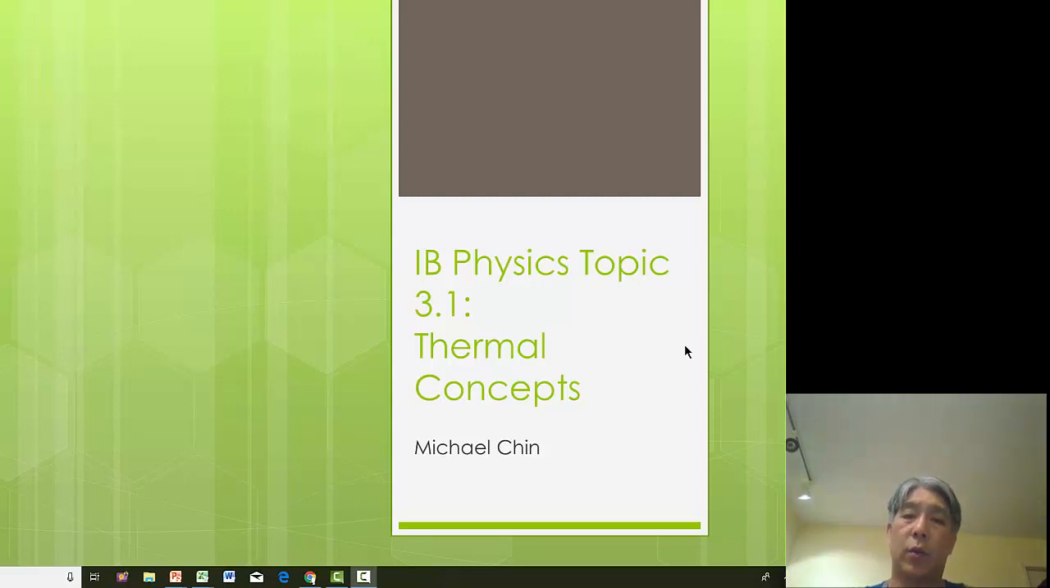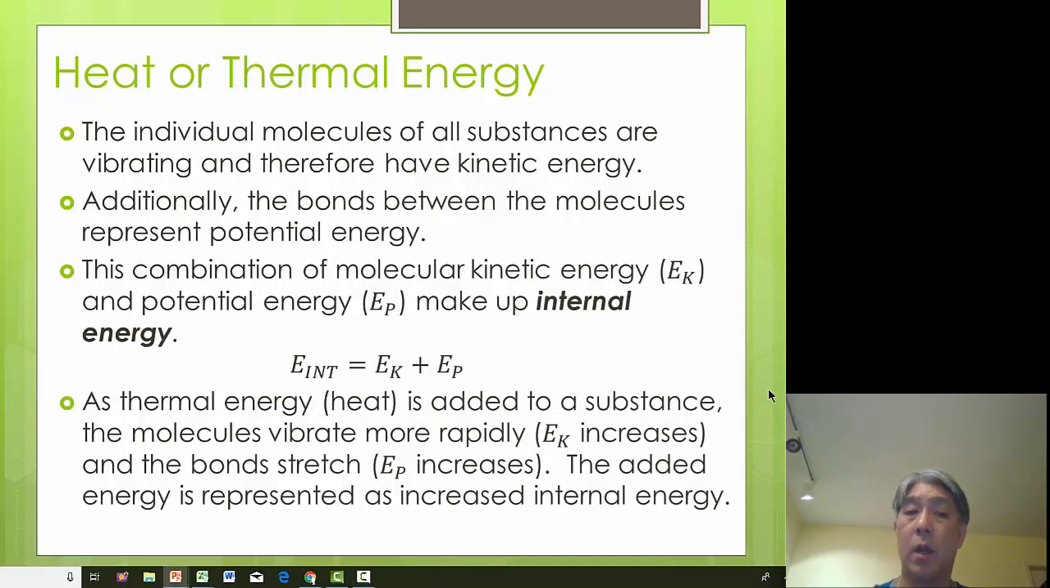Hi, today's lesson is a continuation on topic 3.1 or thermal concepts. So we're going to talk about heat or thermal energy, okay? In particular, we're going to talk about the concept of internal energy.